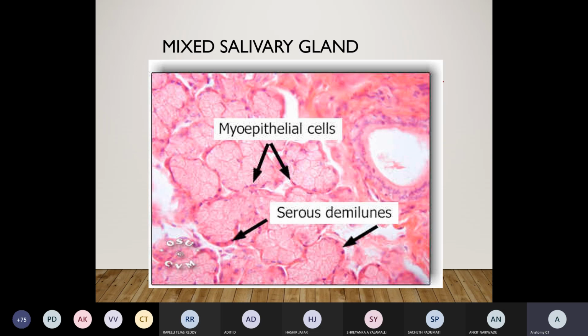So these myoepithelial cells we used to call serous demilunes. Remember, this is very important. When we discuss in the histology practical class, at that time we will show you how the serous demilunes are present. So the myoepithelial cells lie on the basement membrane of these cells. So this is the serous demilune, right? This cell is what we call the serous demilune.